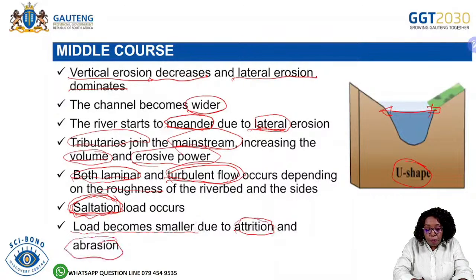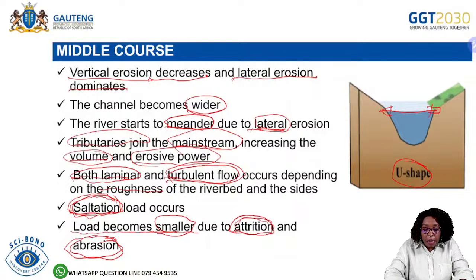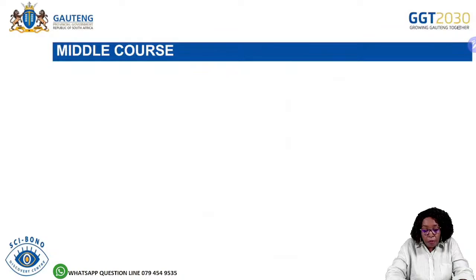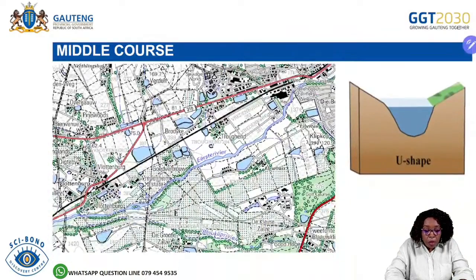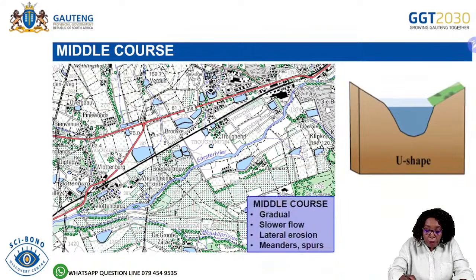So all these boulders of the rocks that I indicated would characterize the upper course. As the erosion is taking place, some of the boulders would then be reduced due to the processes of attrition and abrasion. As rocks bump and rub against each other, they change size and become smaller. Then what we want to show here is the middle course.